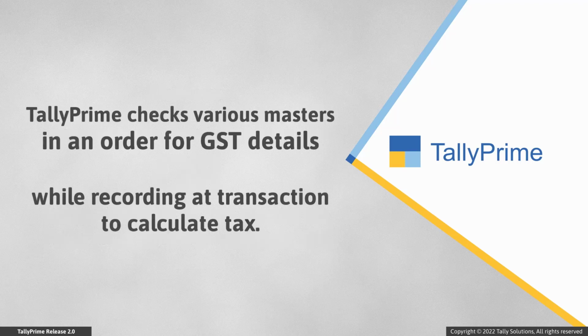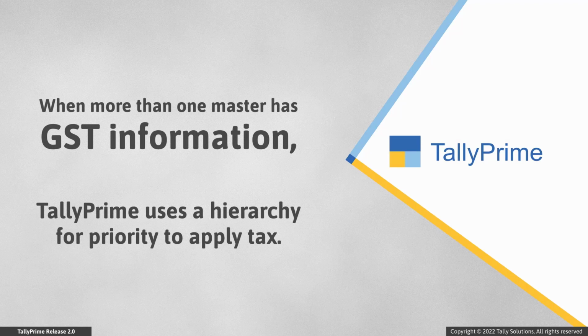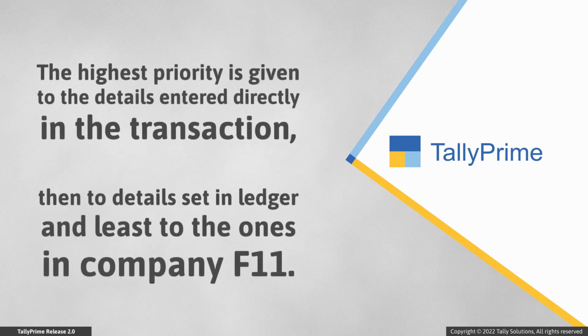Tally Prime checks various masters in an order for GST details to calculate tax in the invoice. When more than one master has the GST information, Tally Prime uses a hierarchy of priority to apply tax. The highest priority is given to the details entered directly in the transaction, then to details set in ledger, and least to the ones in Company F11.